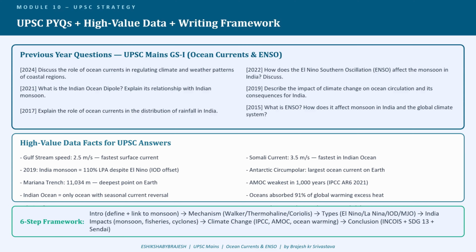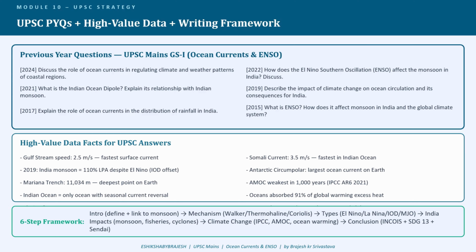Let us go through the UPSC toolkit for this topic section by section. Previous year questions, 2024. Discuss the role of ocean currents in regulating climate and weather patterns of coastal regions. This is a broad question. Answer structure. Define currents briefly, cover warm versus cool currents and their effects. Use 6 to 8 specific examples with locations. Bring in ENSO as the most dramatic example of current climate interaction. Conclude with climate change.